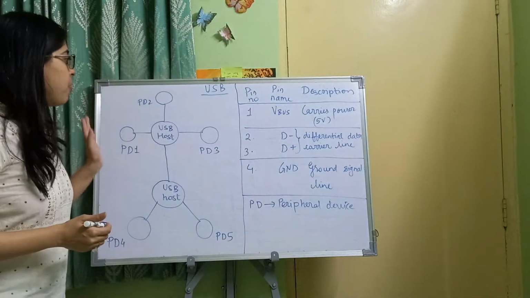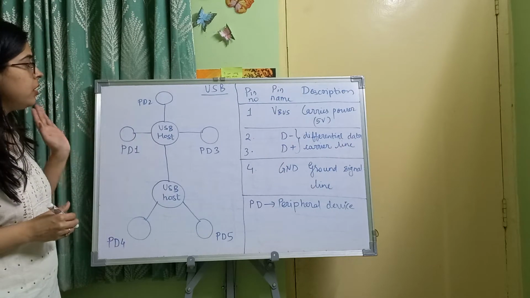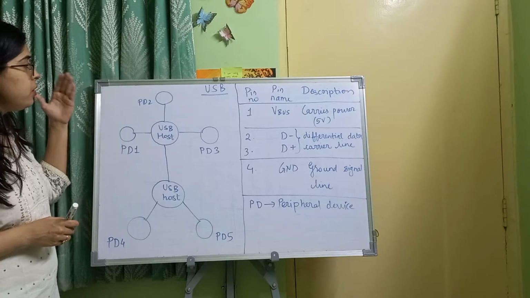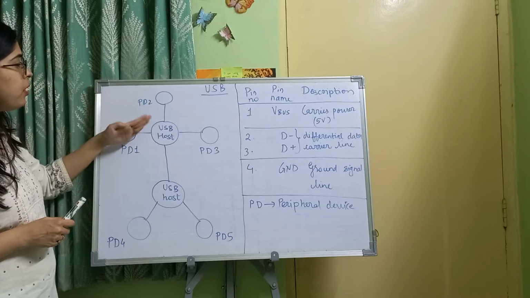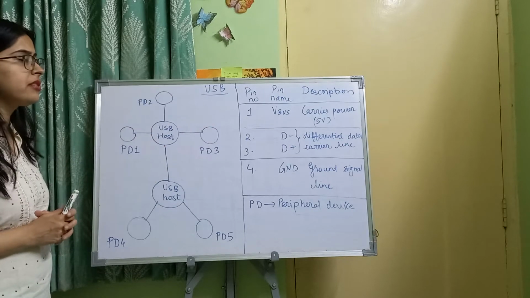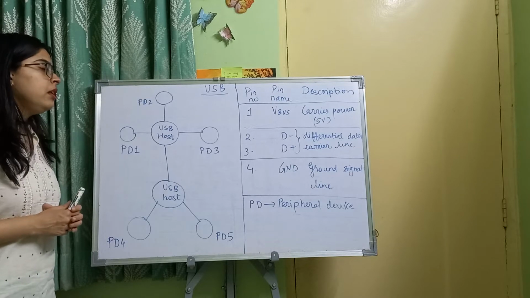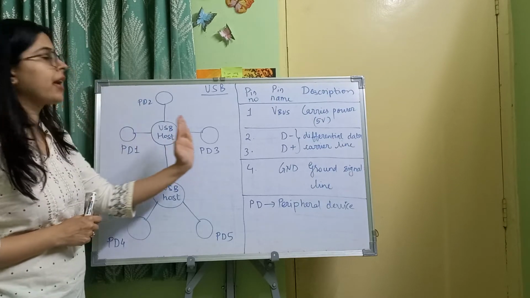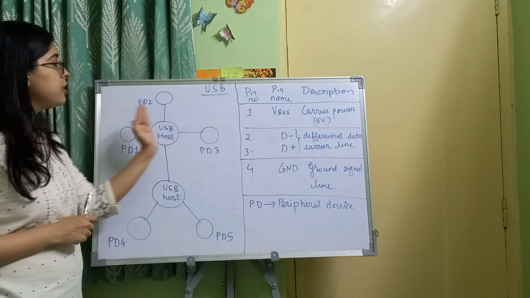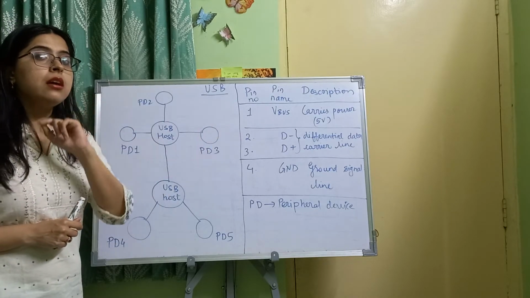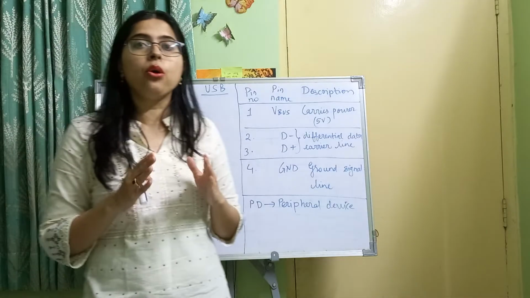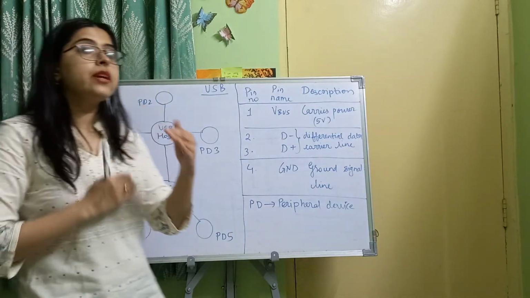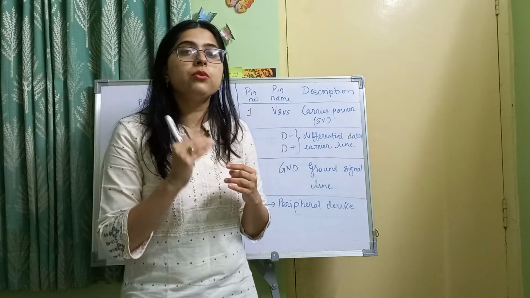Now this was about how the communication takes place. Whenever you are connecting the USB between the host and the peripheral device or slave device, the communication takes place. Data communication is always in packet format. Packets are transmitted from host to slave, and communication is always host initiated. That means the host always initiates the communication.